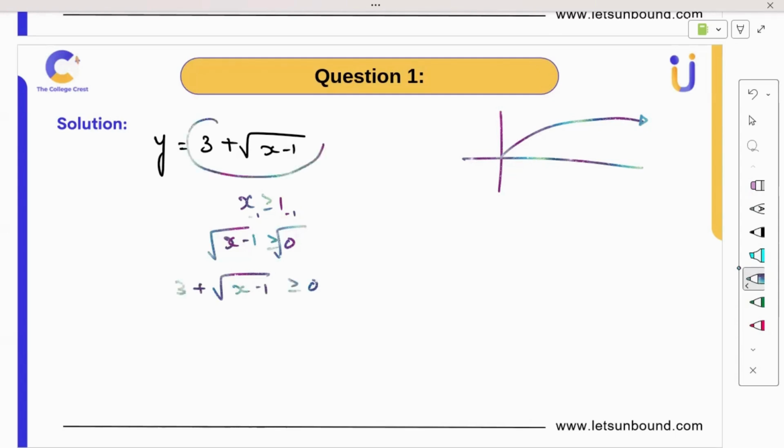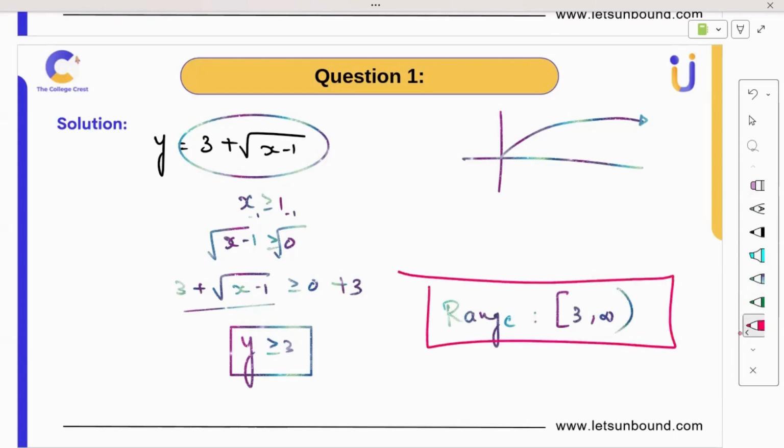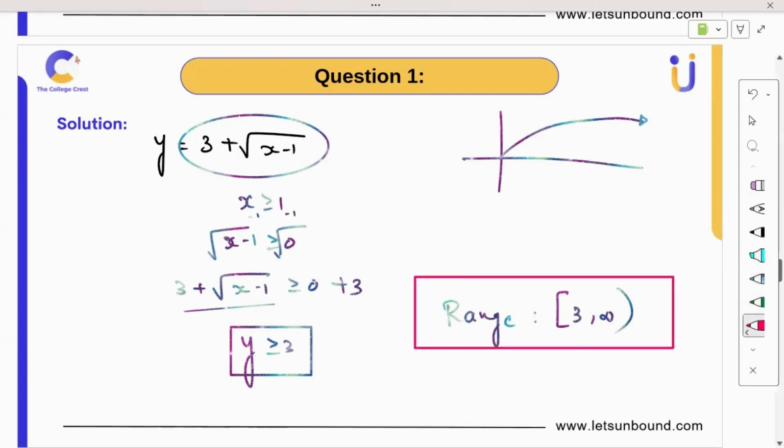I'm trying to make the entire equation. So I made it. So you will add 3 on both sides. So 3 plus x root x minus 1, you can write it as y greater. It's the range. So range is greater than or equal to 3, which is 3 comma infinity in interval notation. Right? So this is how we will find domain and range.